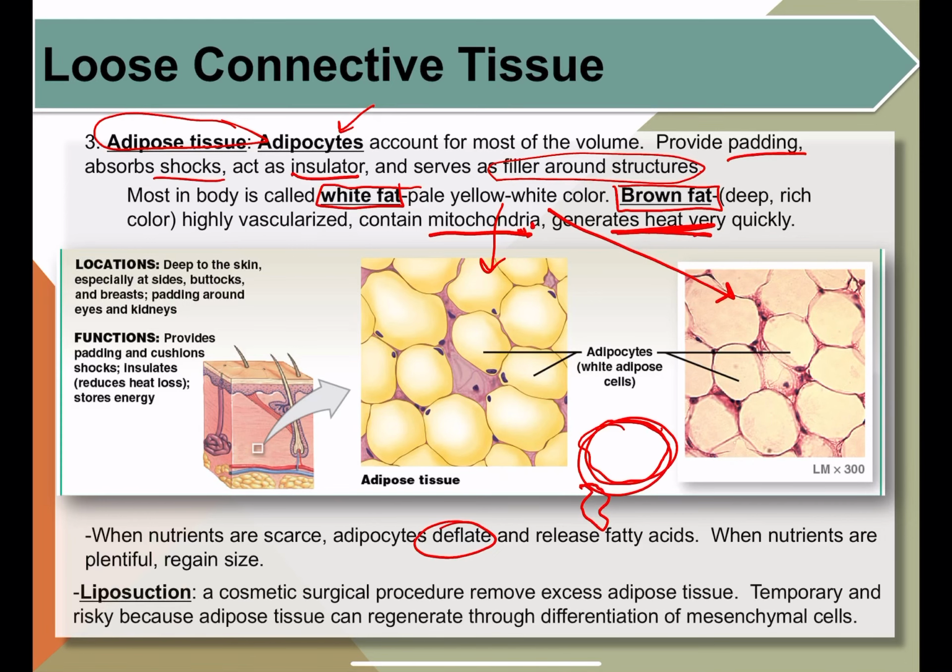And hence, this is why in plastic surgery, there's a procedure called liposuction, which is a cosmetic procedure for removing excess adipose tissue. But remember that it is temporary because our body is already designed to create these adipose tissues from scratch. Okay, so if we eat a lot, we will just make more fat cells. So that's why liposuction is temporary and in a sense risky, because it is something that's not naturally happening in the body. So it is a surgical cosmetic intervention.